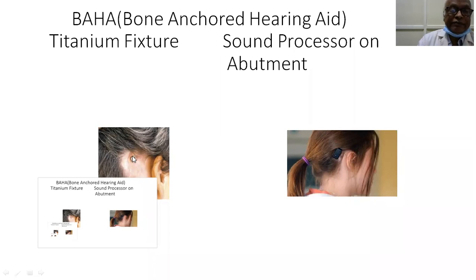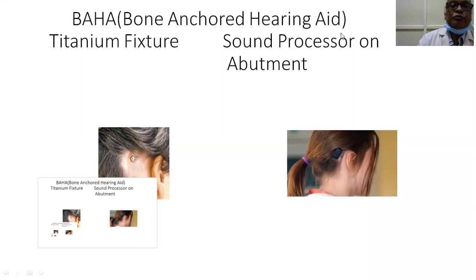So this is the titanium fixture. By surgery, in the case of adults, everything can be done in a single sitting, whereas in children, they usually do it in two stages. In the first stage, they introduce the fixture. This is the titanium fixture they use, and after the wound heals normally, they apply the abutment over it, and over the abutment the sound processor can be used.